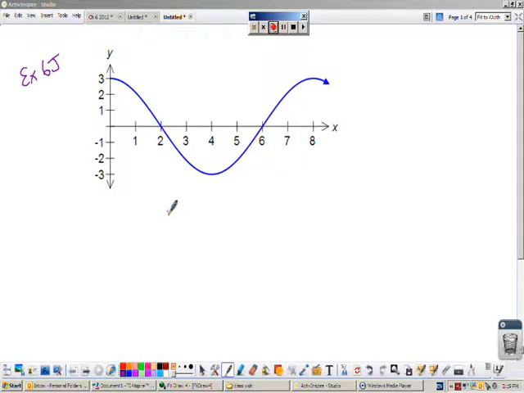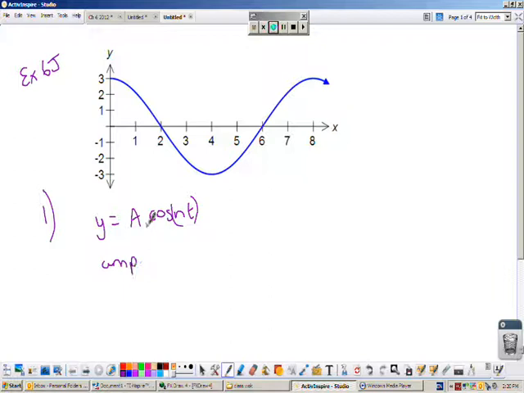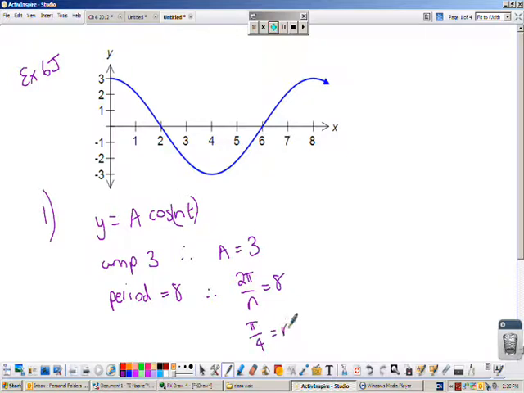Exercise 6J, we're finding the rule. In question 1, we're given the graph. So we know that the graph has the form A cos nt. The amplitude for this particular graph we can see from the graph is 3, and the graph is a cos graph that hasn't been reflected, so A must equal 3. We can see that the period is equal to 8. Therefore, 2 pi on n equals 8. So rearranging, we get pi on 4 equals n.